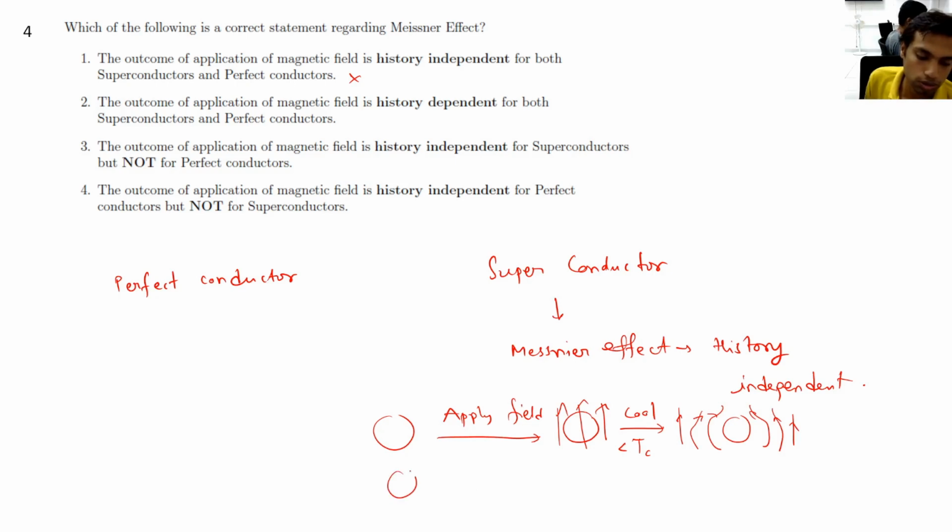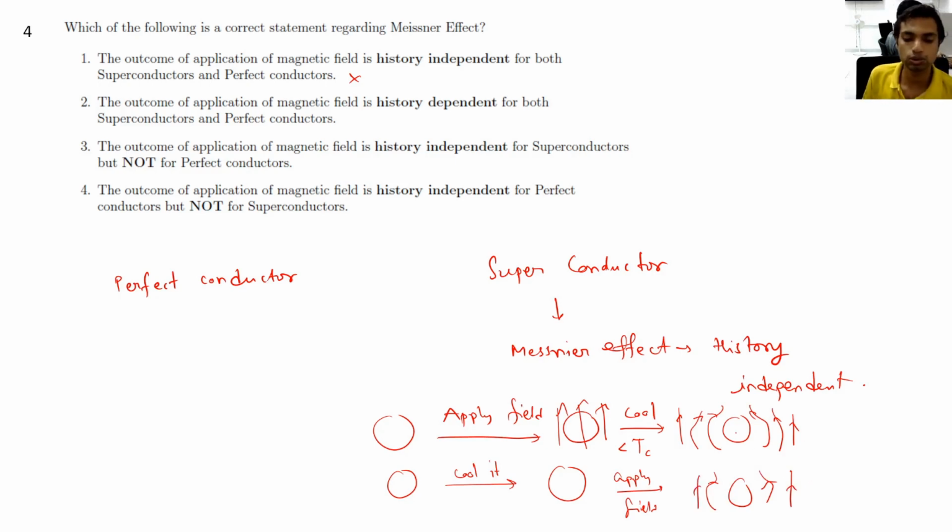Or you have this: you first cool it, and then you apply the field. What you have is the same situation. There will be no field inside; no magnetic field can be inside here. But in the case of a perfect conductor, this you can also easily prove.